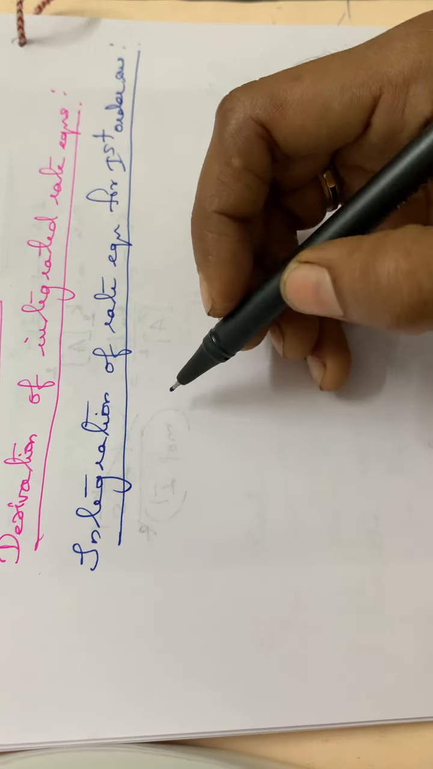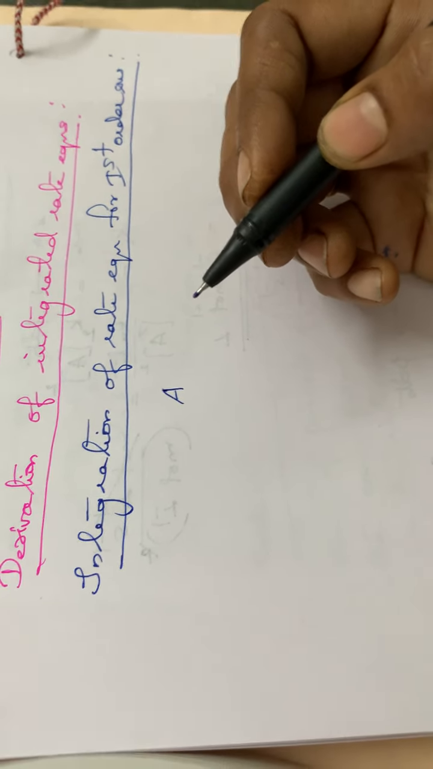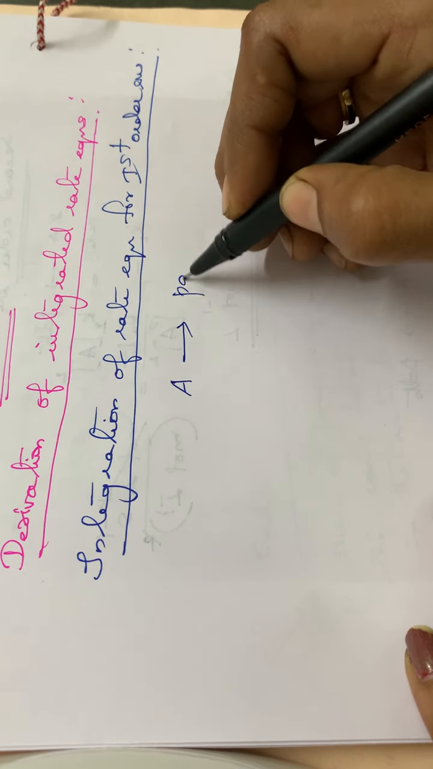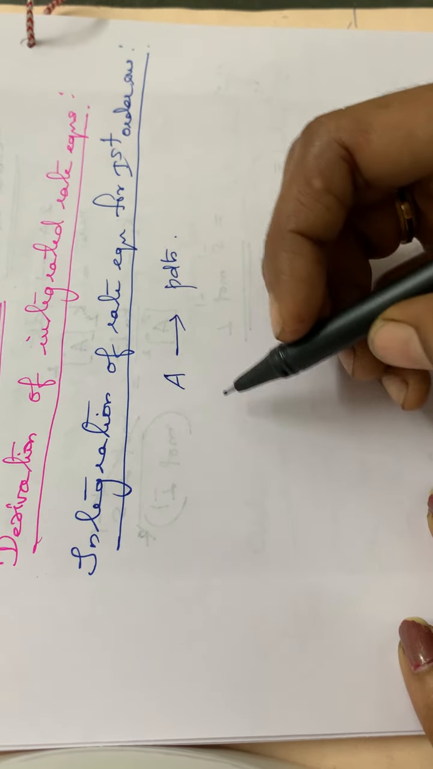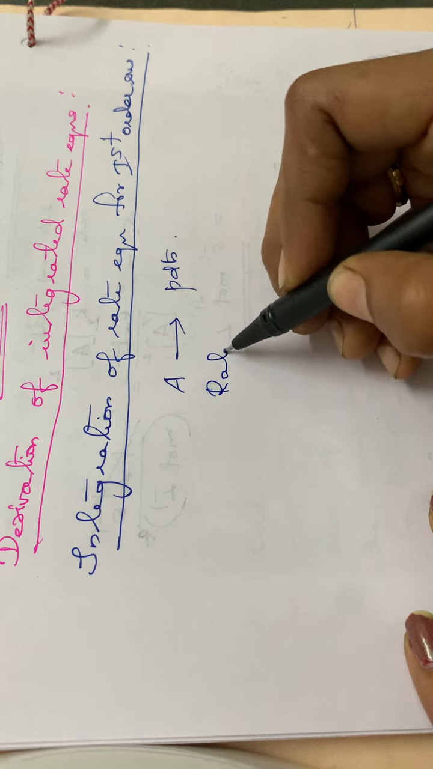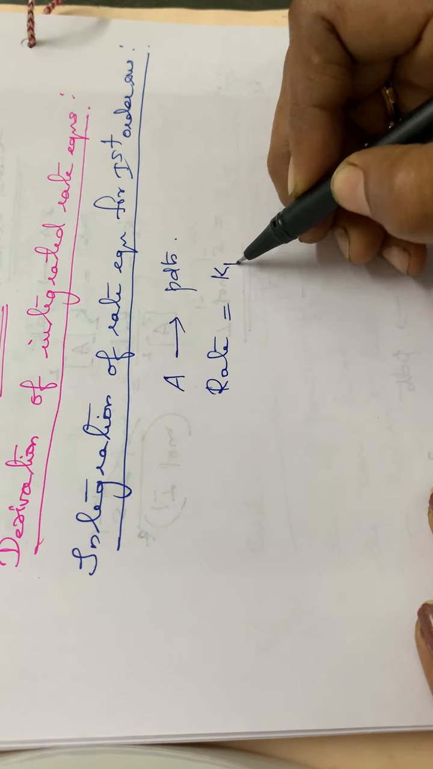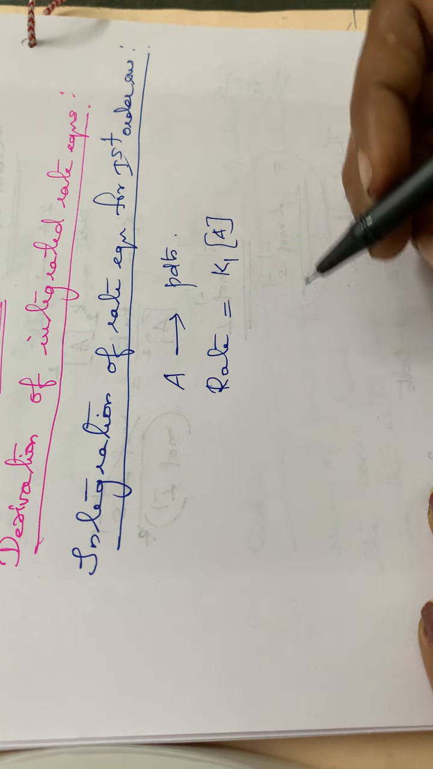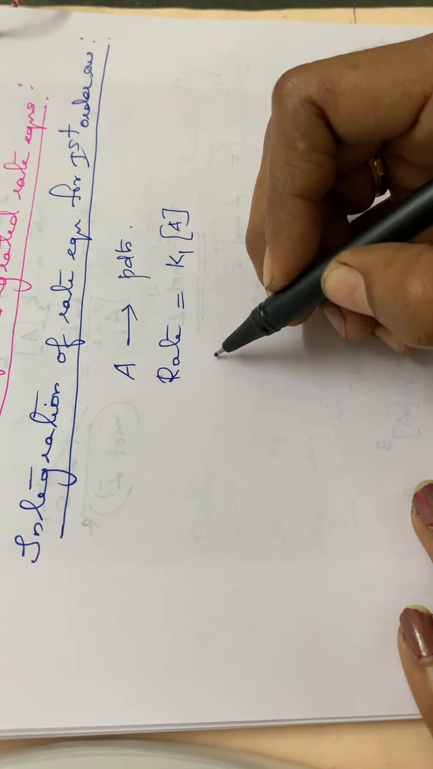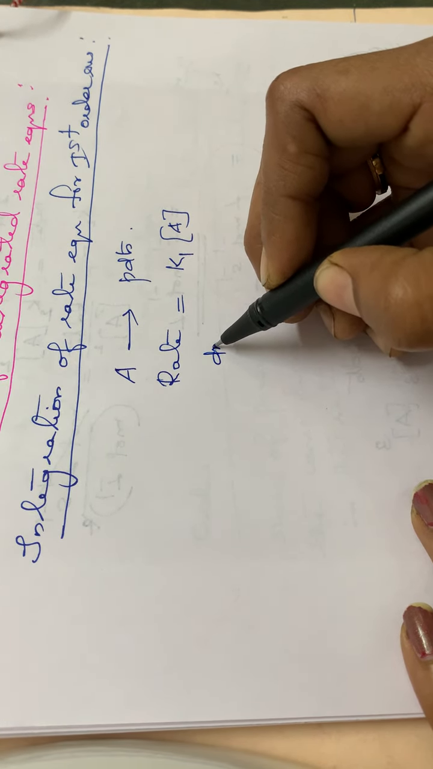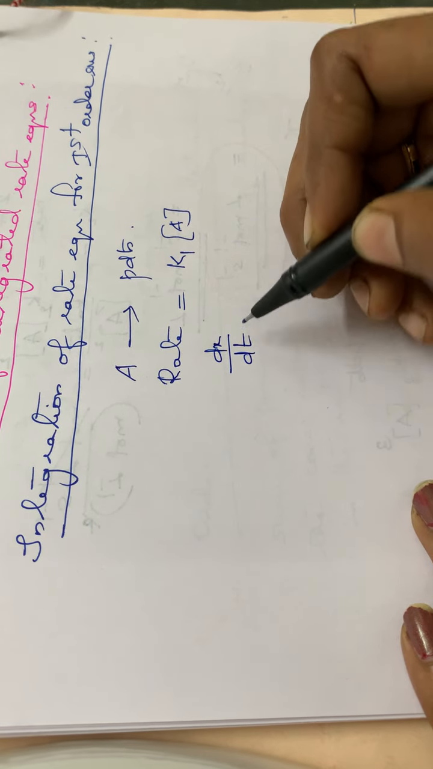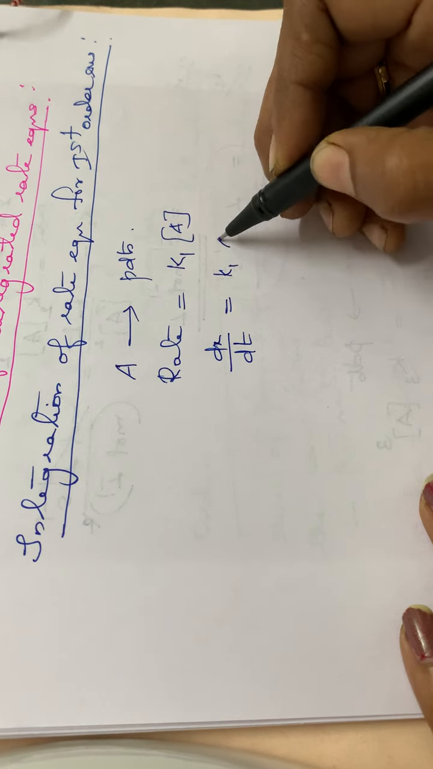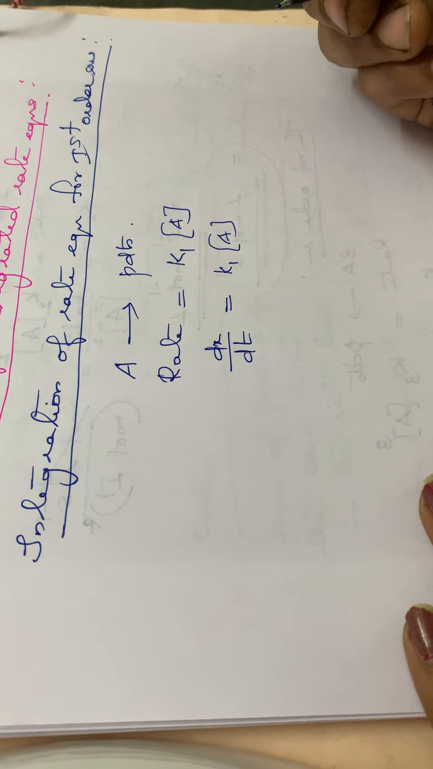So first of all, what about the equation for a first order reaction? A giving products, isn't it? Then what about the rate of this reaction? Rate is equal to K1, since it is a first order reaction, K1 into concentration of A. Then we can write this rate as the change in concentration with respect to time, so it is dx divided by dt, that is equal to K1 into concentration of A.